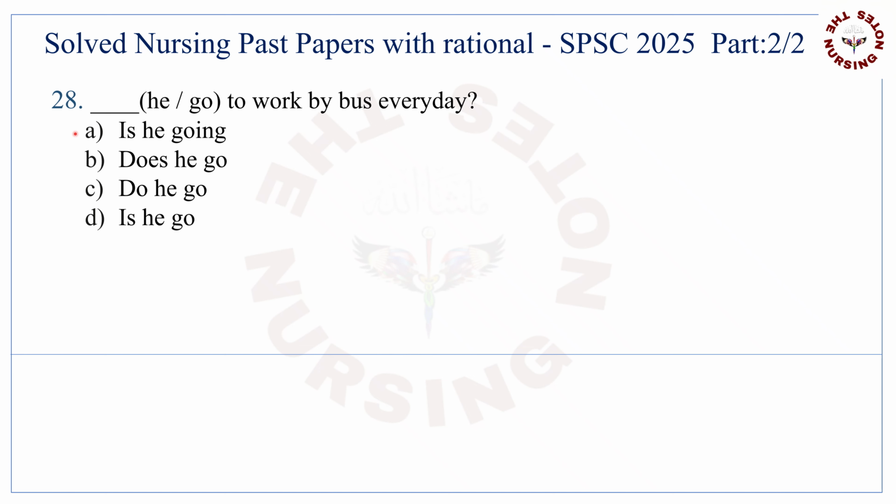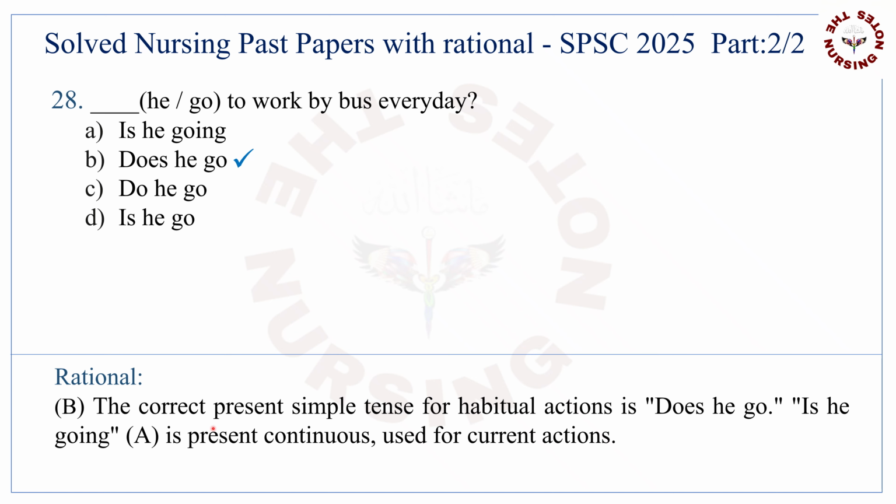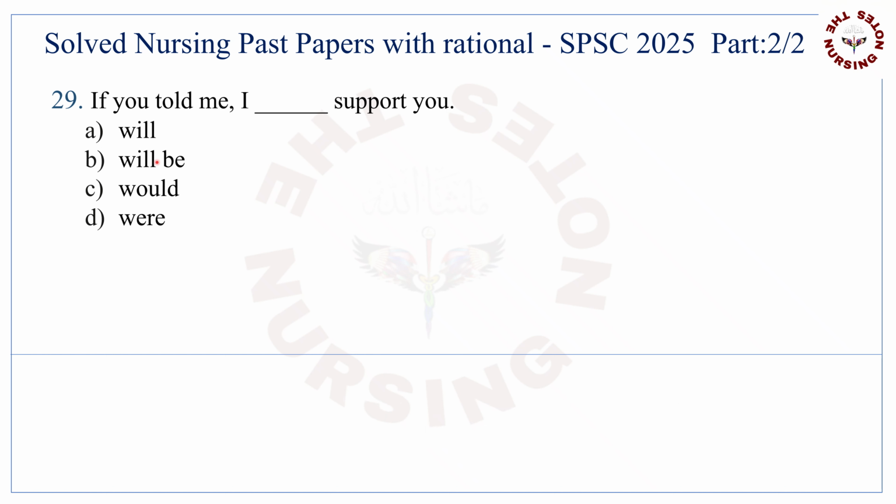Question number 28. He/go to work by bus every day. Correct answer is B. Does he go? Question number 29. If you told me, I'd support you. Correct answer is C. Would.